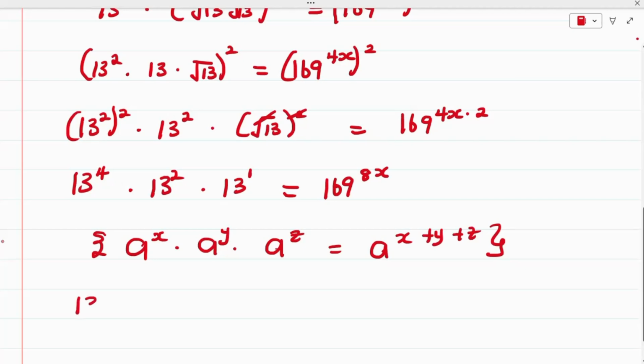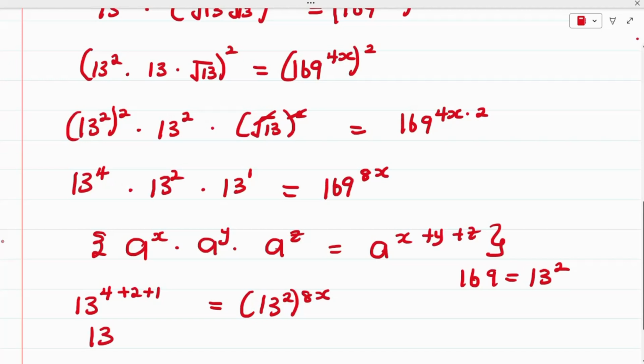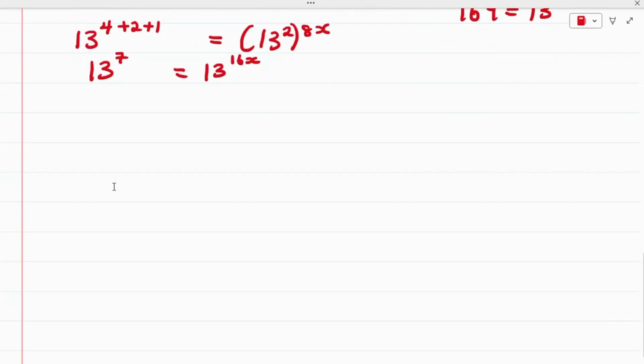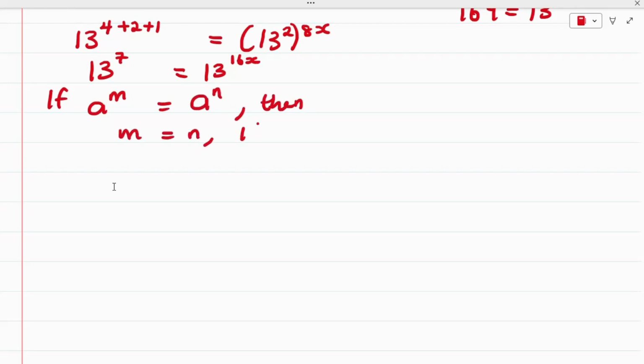From here we have 13 raised to the power of 4 plus 2 plus 1 is equal to, now 169 can be expressed in terms of 13 as 13 raised to the power of 2, so we have 13 raised to the power of 2 raised to the power of 8x. So we have 13 raised to the power of 4 plus 2 is 6, 6 plus 1 is 7, which is equal to 13 raised to the power of 2 times 8x, which is 16x. From here, if a raised to the power of m is equal to a raised to the power of n, then m is equal to n if a is not equal to -1, 0 or 1.